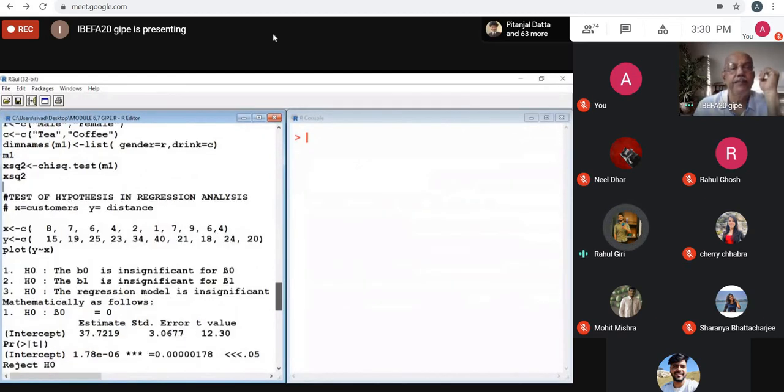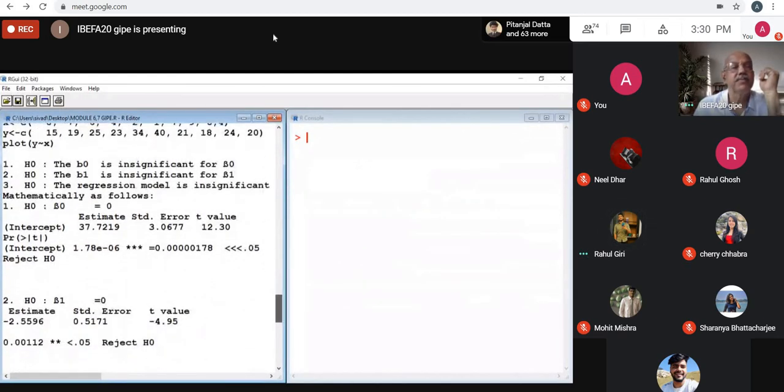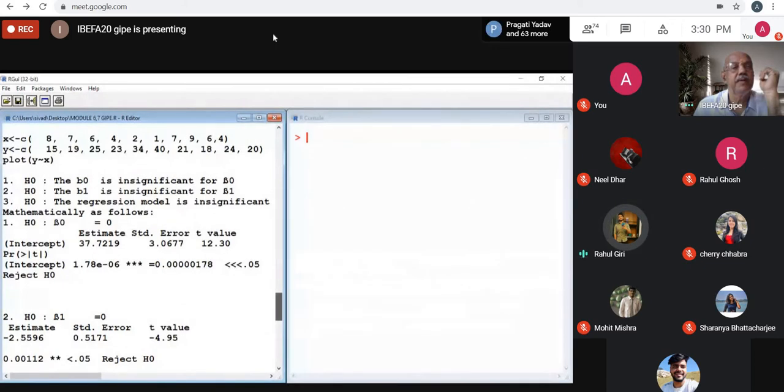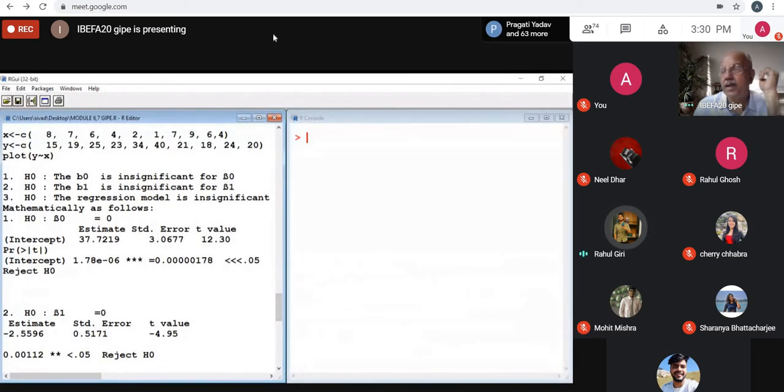Sir, H0 was no association, right? Yes. So if we are accepting, it means there is no association between gender and preference towards tea and coffee. Whether it is tea or coffee, the probability of preference according to gender is almost the same. Sir, in this case the chi-square value was comparatively way less than the earlier one. That is what I wanted to understand: how do we interpret these chi-square values?